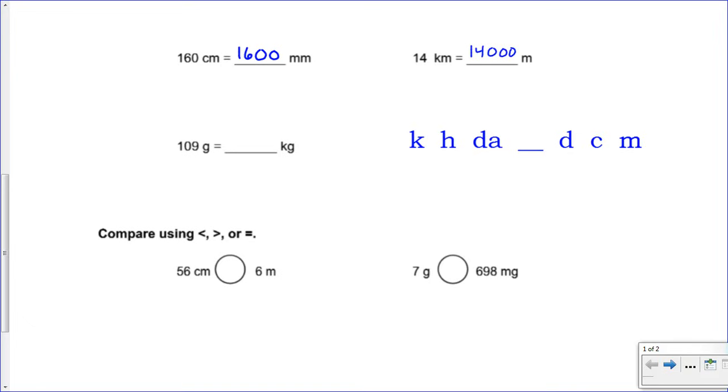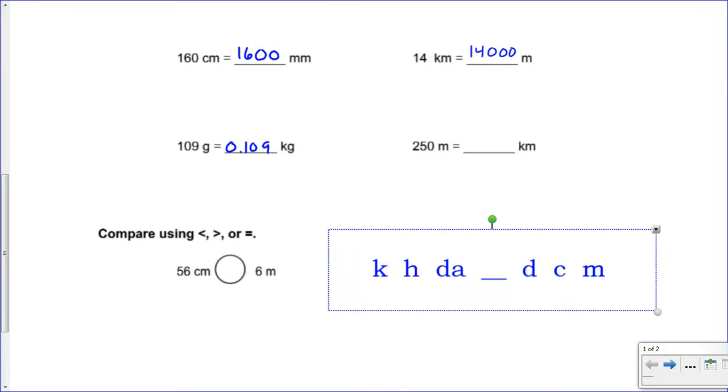Next one here, we're starting with 109 grams. We're going to kilograms. Okay, grams is the base unit. And then we're jumping over 3 spots, this time to the left. All right, so we start with 109. The decimal point is here. Jumping over 3 spots, 1, 2, 3. We get 0.109 for our kilograms.